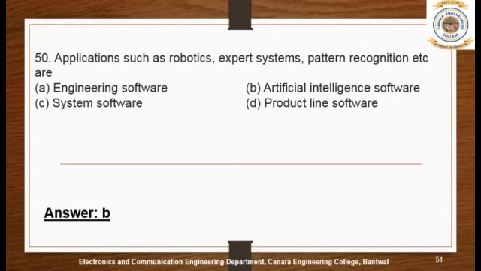Then applications such as robotics, expert systems, pattern recognition, etc. are normally AI, that is artificial intelligence software. Nowadays several courses are also offered based on it, that is artificial intelligence courses as well as machine learning courses. So that is used nowadays.